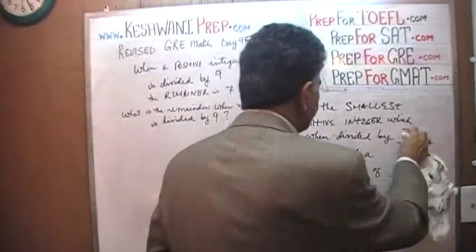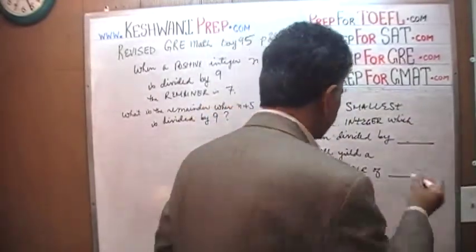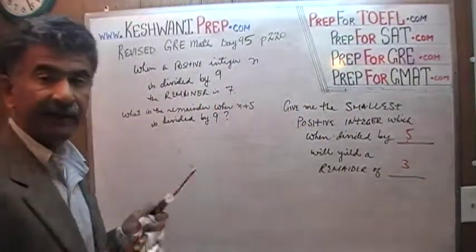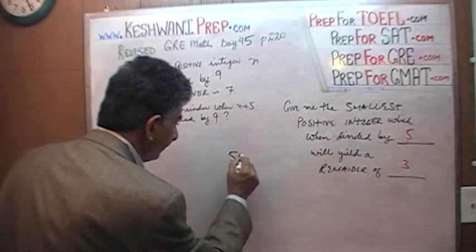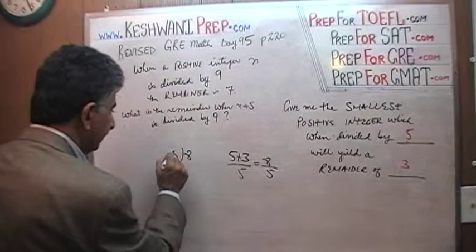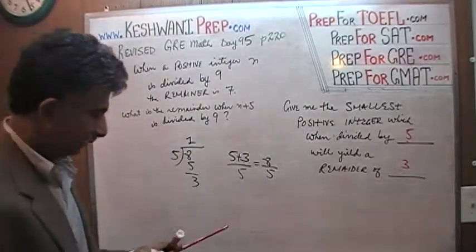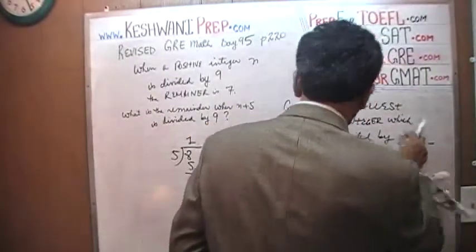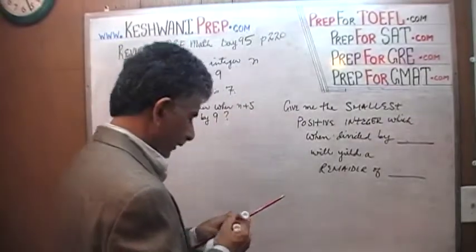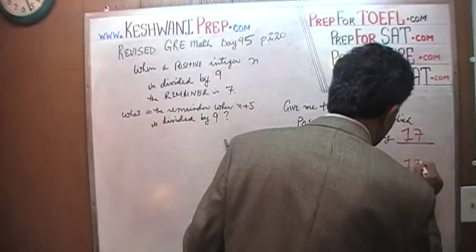How about, give me a number which when divided by 5 gives us a remainder of 3. Well, that's very easy. That's 8. 5 plus 3 is 8. If you were to divide 8 by 5, it will give us a remainder of 3. Let's do one more, and then we'll go on after that. A little bit more complicated. How about, give me a number which, when divided by 17, gives a remainder of 12.